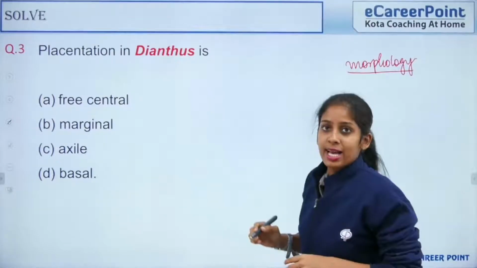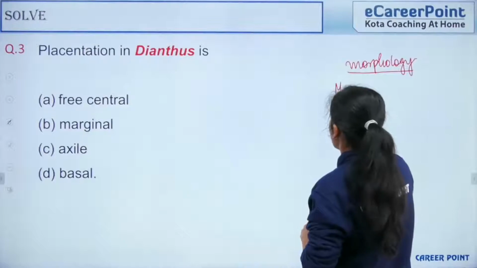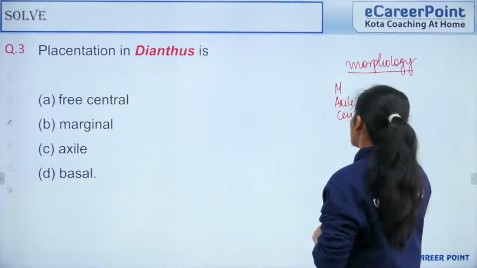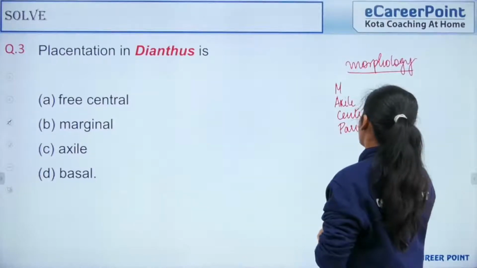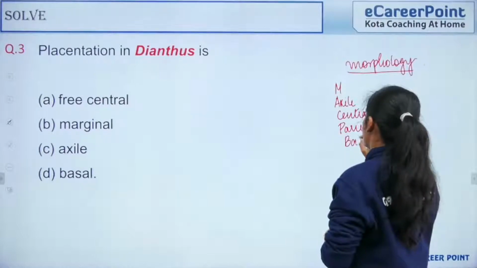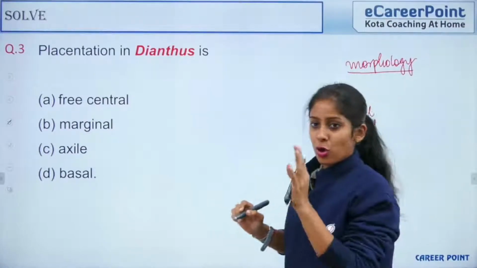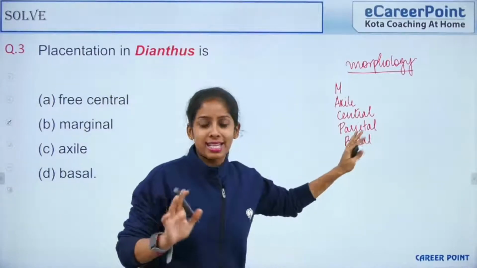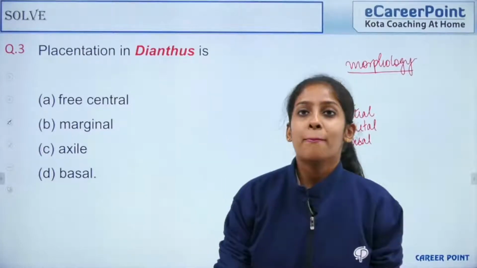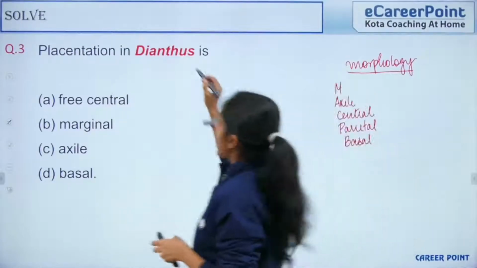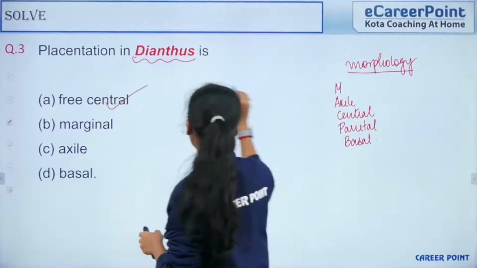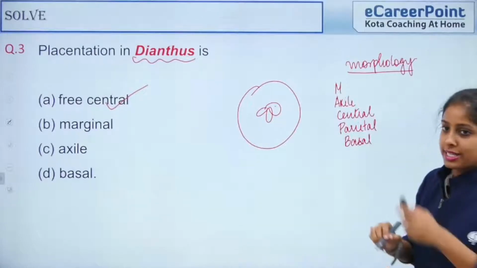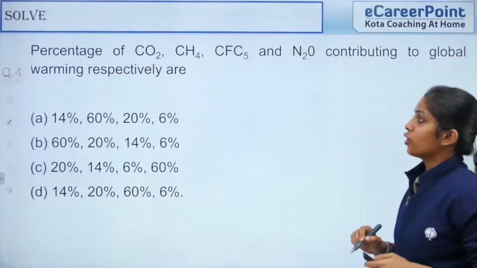So how many types of placentation do we have? You have marginal placentation, axial placentation, central, parietal, free central, and you have basal. Basal is only one. Almost the most repeated question here is basal. Basal example is sunflower, which everyone knows. But dianthus, what is the example? Dianthus, the placentation that you see is free central. So there are no locules. It is directly like this. It is free central. All right. Okay. So here we go to question number 4.